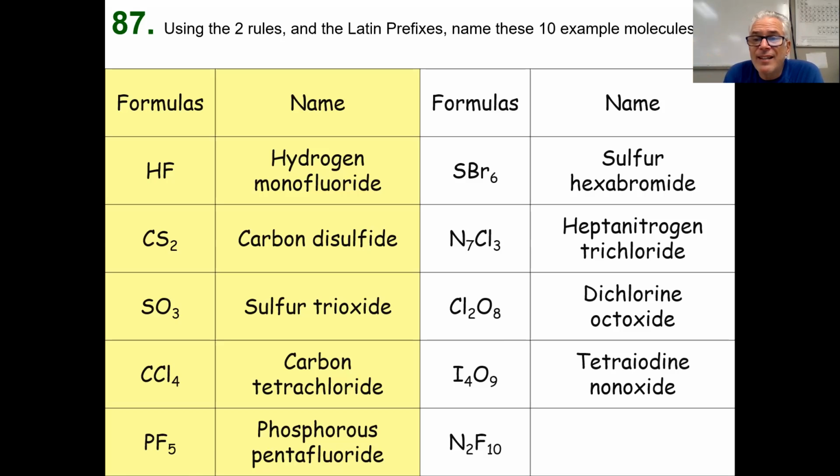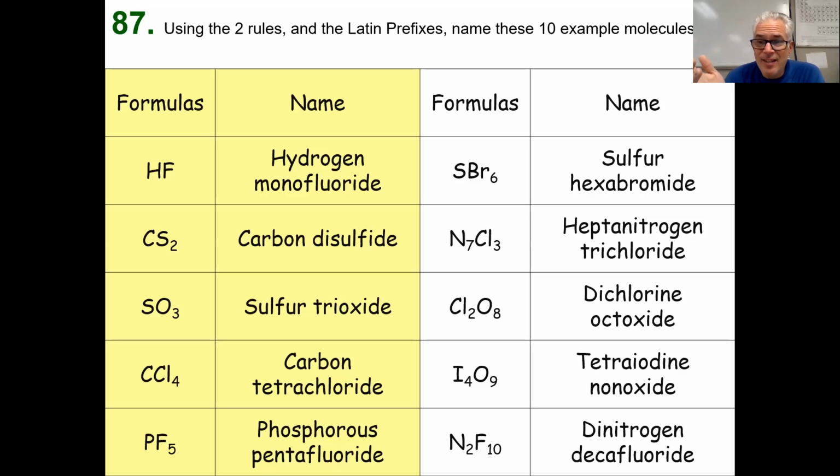2 nitrogens and 10 fluorines. This is what we call dinitrogen decafluoride. Look at that. Woo! Dinitrogen decafluoride. So listen, here's some wacky names. You have nothing to be afraid of. You have 10 prefixes. The first name either gets a prefix or it doesn't, and the second name always gets a prefix, and it ends in IDE. Don't change the first name, you might add a prefix. Second name changes to IDE.